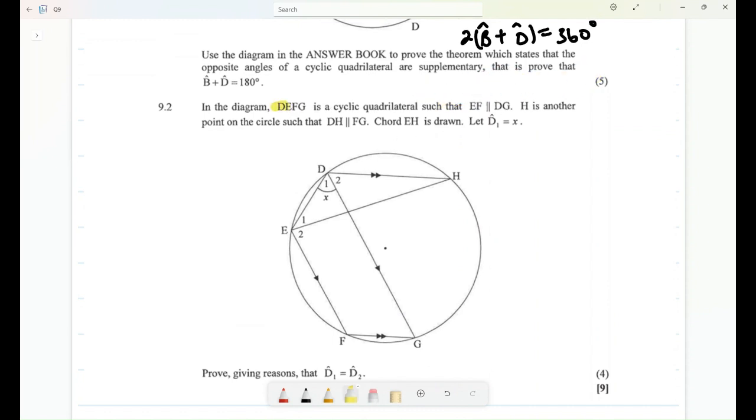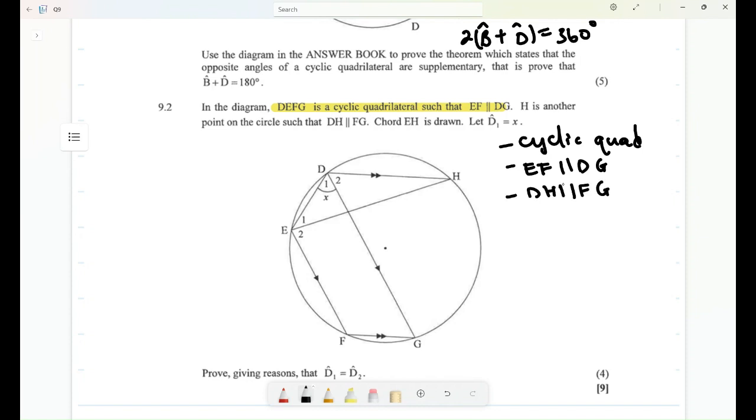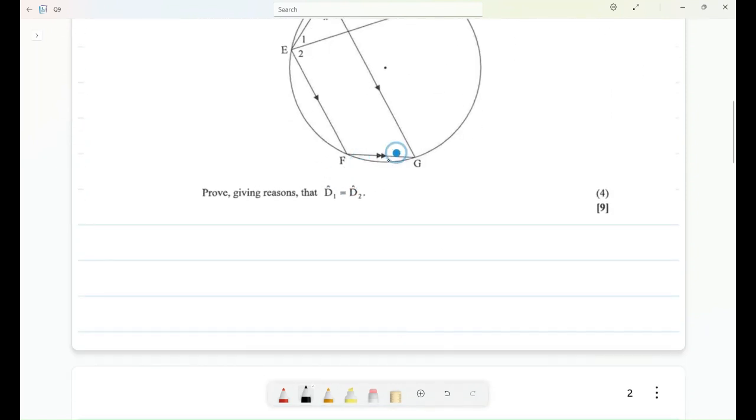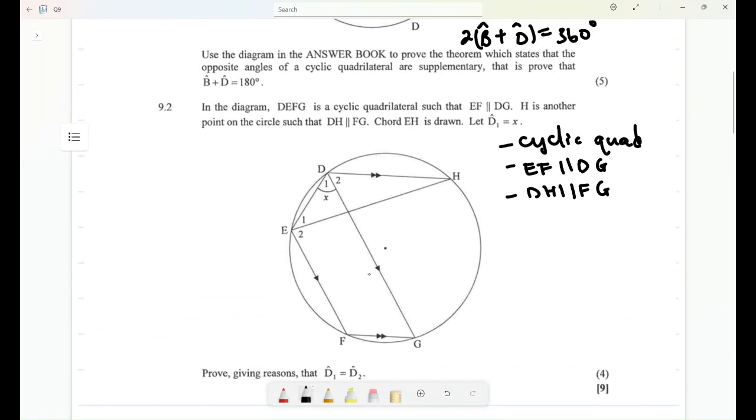Now, DEFG is a cyclic quad such that EF is parallel to DG. For this type of question, I have a cyclic quad and I have parallel lines. H is another point such that DH is parallel to FG. Then let D1 equal to x. They have already done that for me. Now I'm trying to prove that D1 is equal to D2.